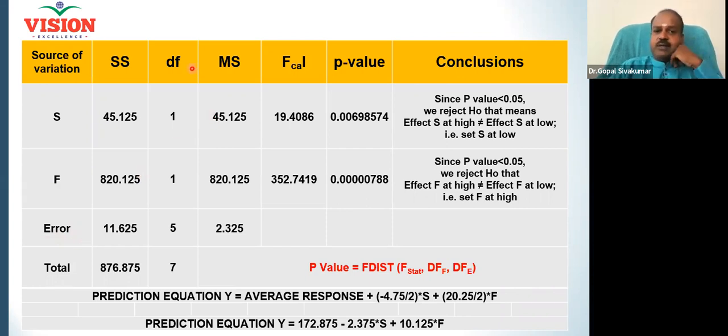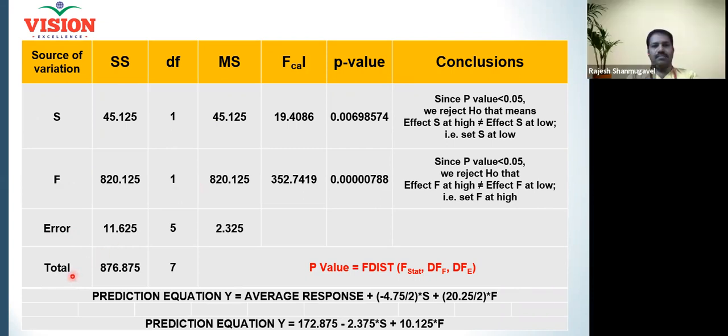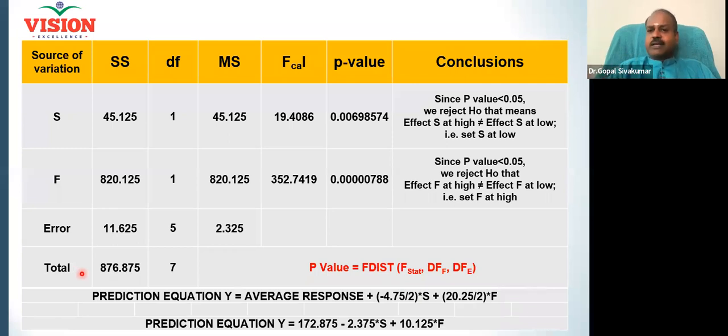Now, degree of freedom. What is the formula for degree of freedom? Levels minus 1. For factor S, how many levels are possible? 2 levels. 2 minus 1, 1. 1 is the degree of freedom. Similarly, for formulation, how many formulations? A and B, 2 levels. 2 minus 1, 1. Total degree of freedom: totally, how many experiments did you conduct? 8. 8 minus 1, 7. 7 minus 1 minus 1 will give you the error degree of freedom. Do all of you understand the third column now?